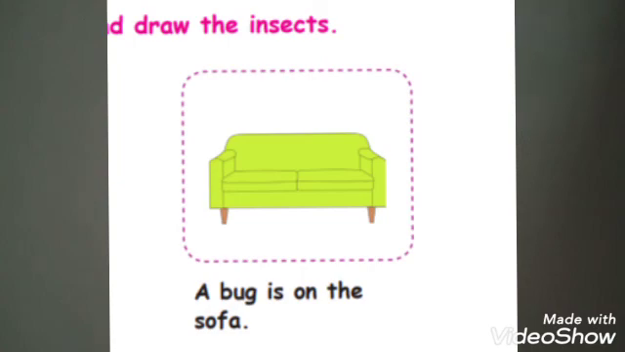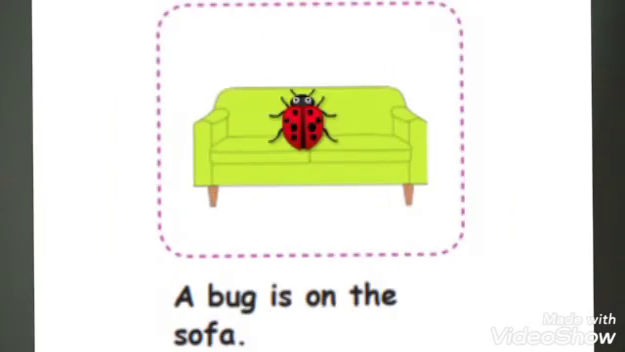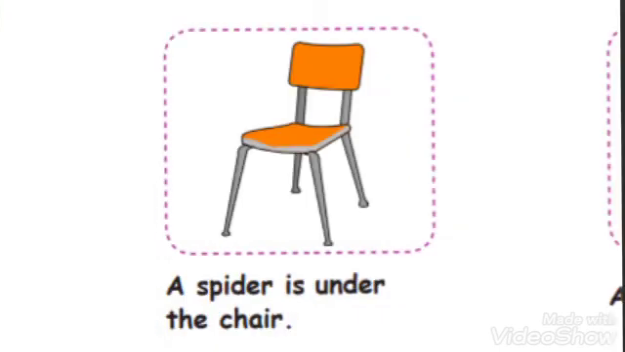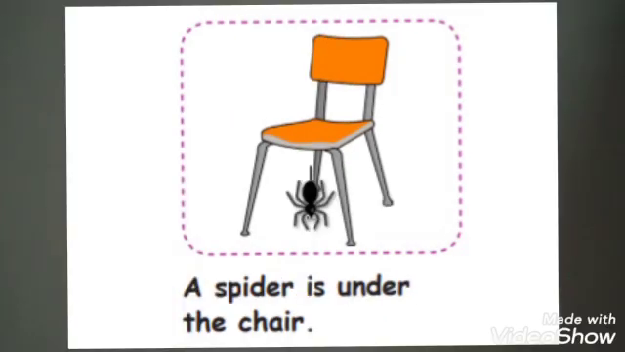Look at the second sentence. A bug is on the sofa. Which insect do we want to draw? We want to draw the bug. Next, identify the preposition in the given sentence. On is the preposition. So, we have to draw the bug on the sofa. Look at the third sentence. A spider is under the chair. We want to draw the insect spider. Next, identify the preposition. Under is the given preposition. So, we have to draw the spider under the chair.